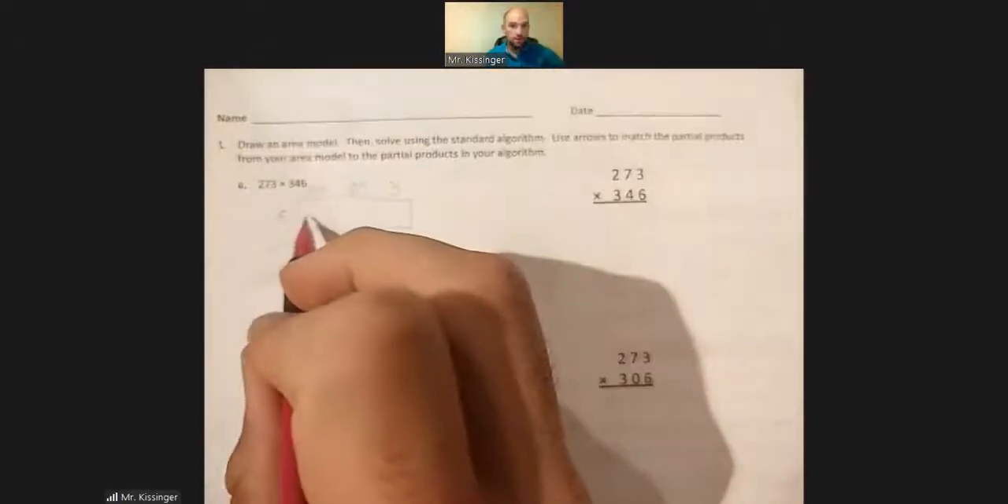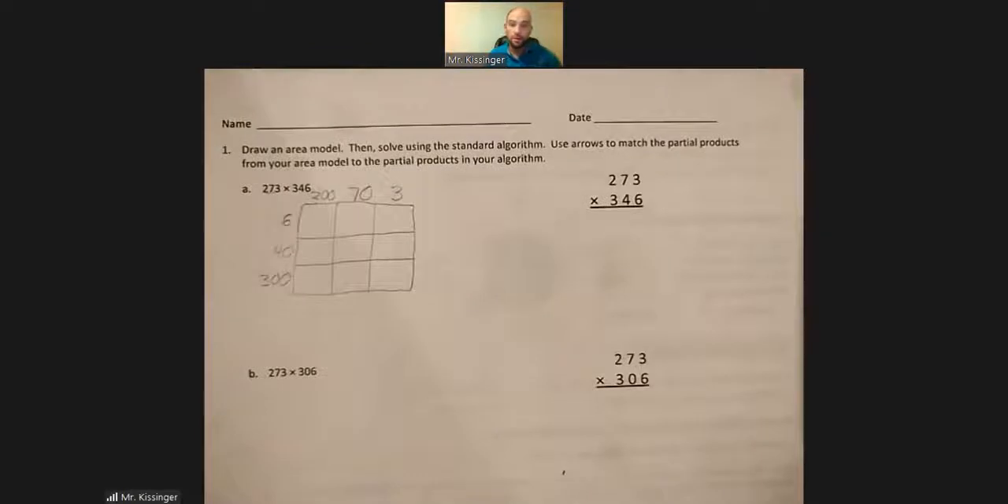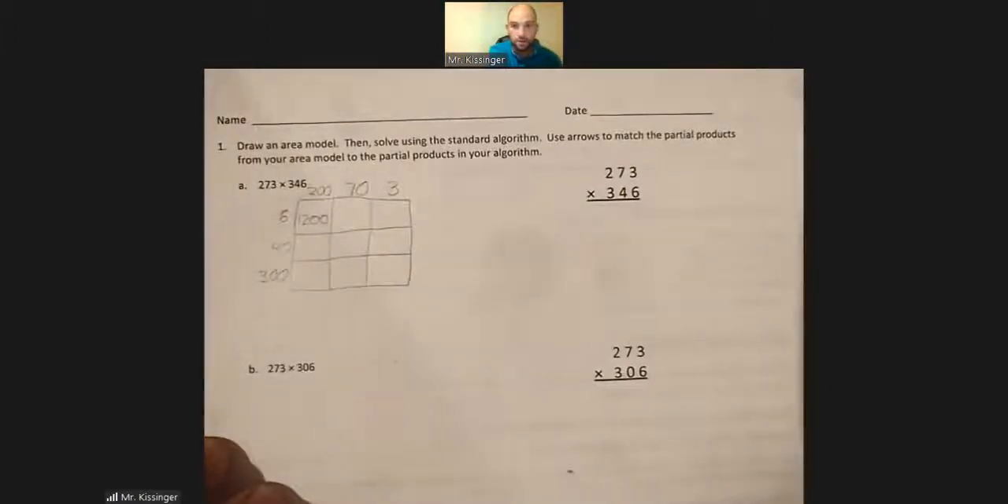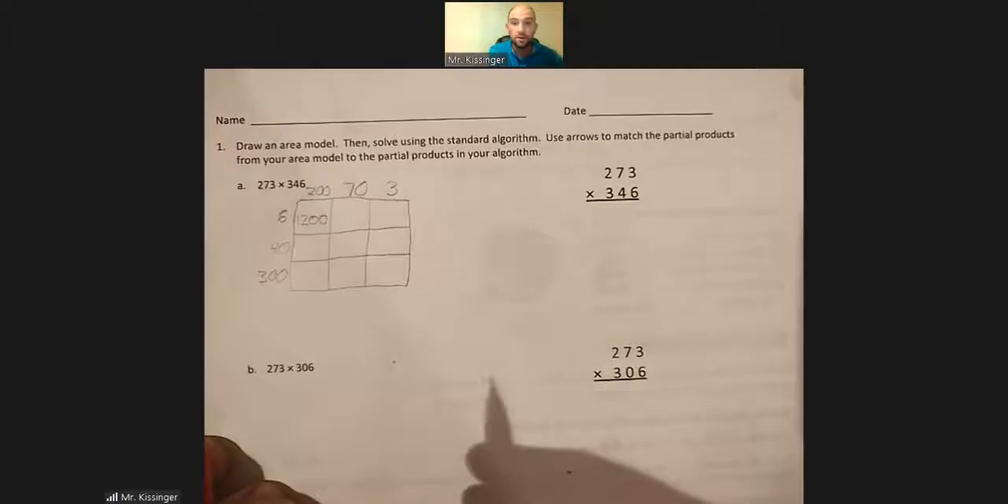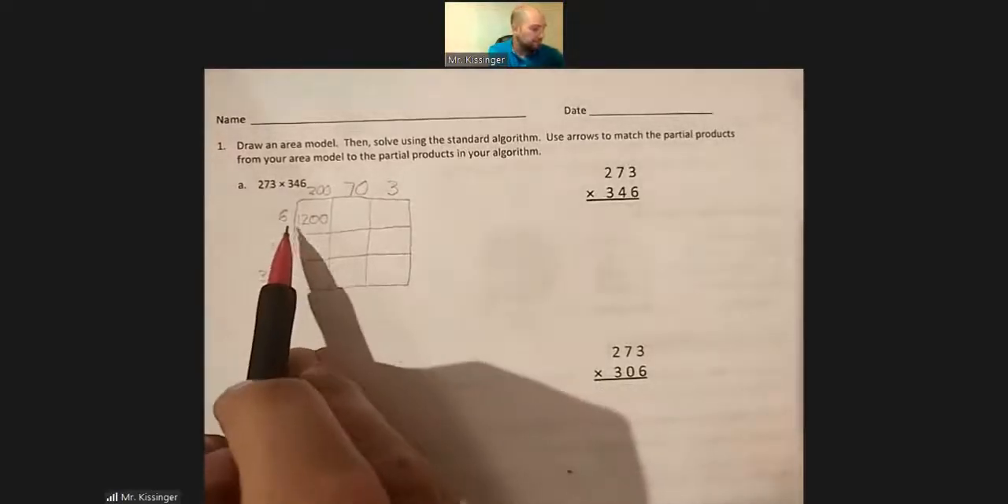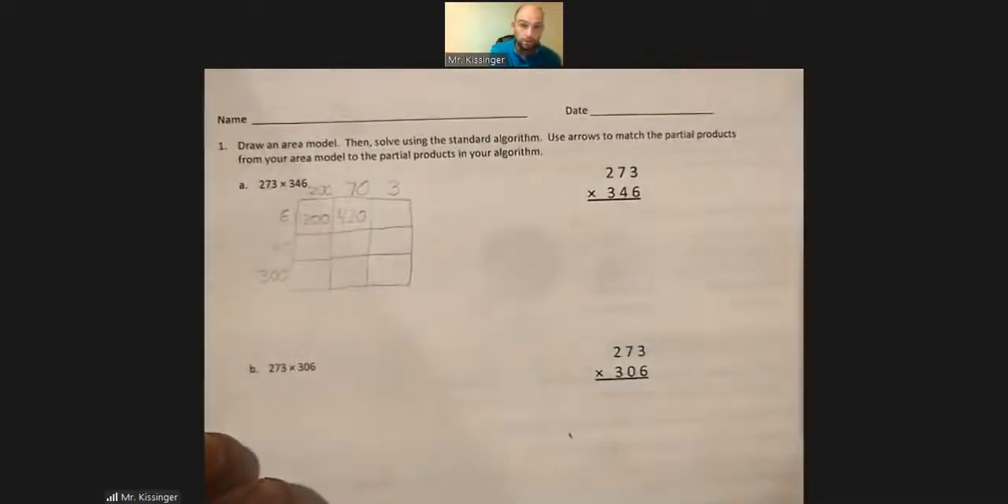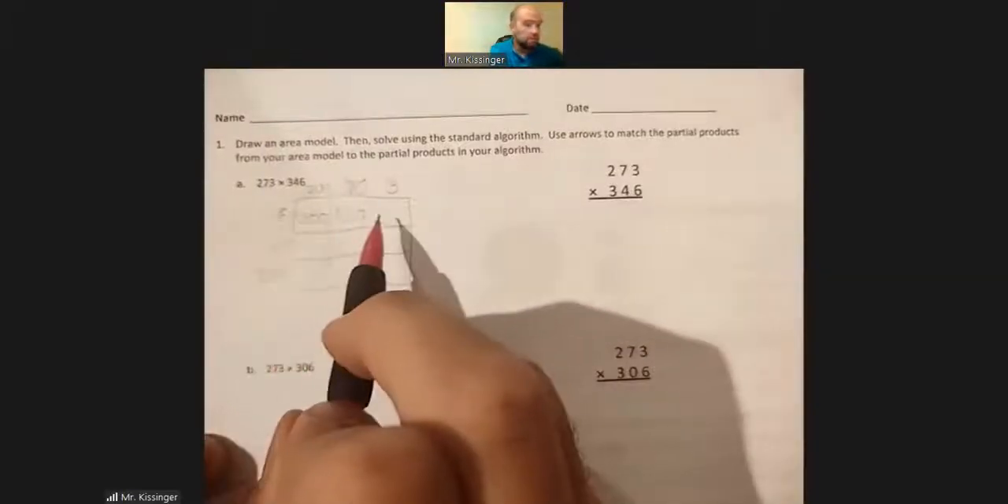So let's start with our top left box here. We do 200 times 6. Well, 2 times 6 is 12. And then we have to add our 2 zeros. And that gives us 1,200. Then we do 6 times 70. 6 times 7 is 42. Add our 0. We get 420. 6 times 3 is 18. I don't have any zeros, so we don't have to add anything else onto that. That's just 18.